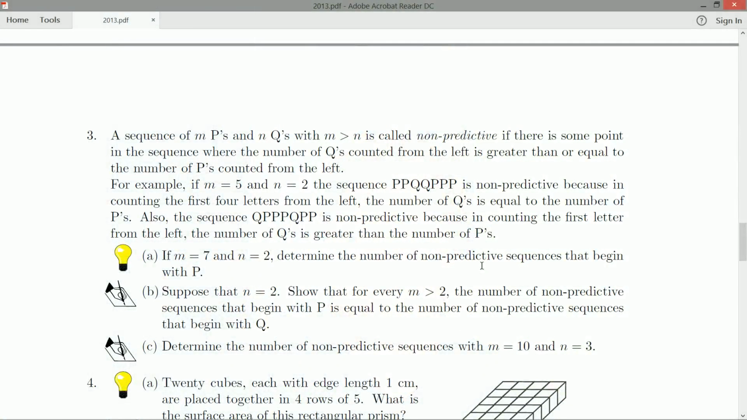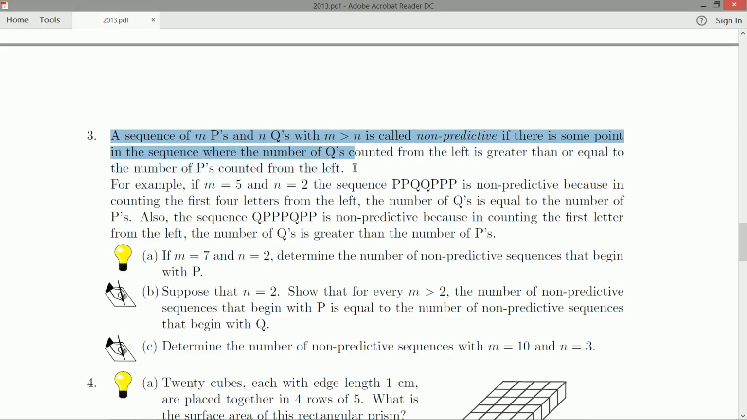So, question 3. A sequence of m p's and n q's with m greater than n is called non-predictive if there is some point in the sequence where the number of q's counted from the left is greater than or equal to the number of p's counted from the left.